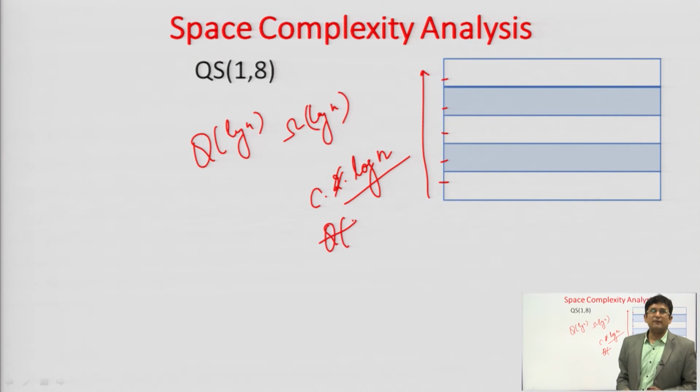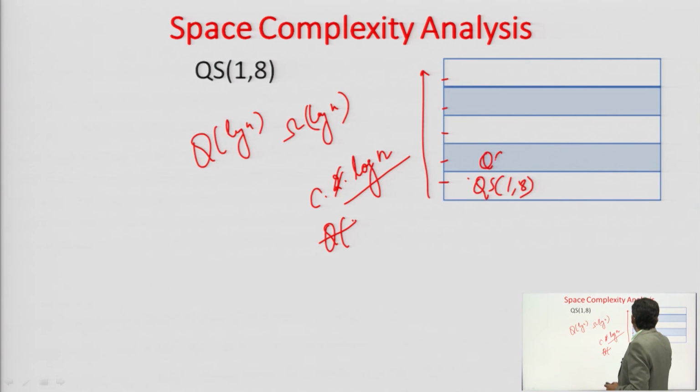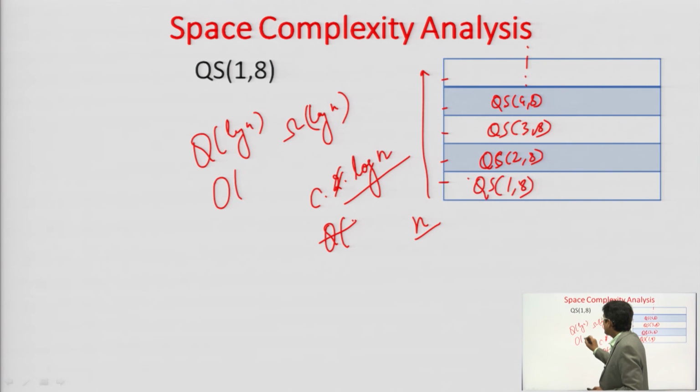But in the extreme left or extreme right partitioning, there will be so many pending records here. You will be calling the function like this, and there will be pending activation records, and so on and so forth. So a total of n pending activation records will be there on the recursion stack, and the worst case space complexity of this algorithm will be order of n.